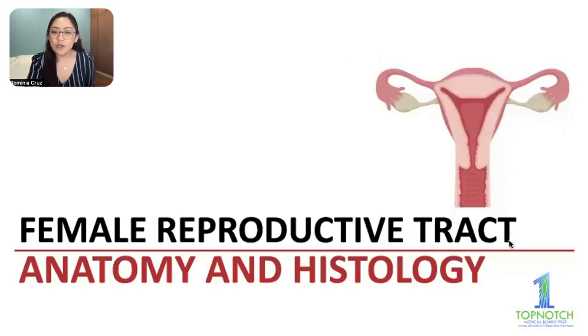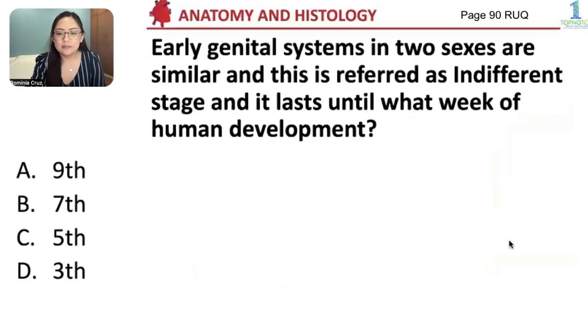Okay, so let's move on to the female reproductive tract. Okay, so question. Early genital systems and two sexes are similar, and this is referred to as your indifferent stage and would last until what week of human development? And the answer here is until the 7th week. So you have indifferent gonads until the 7th week of development.